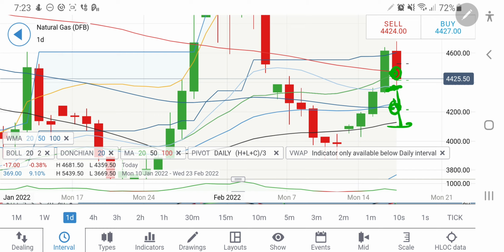Above 4380 and between 4460 levels we have to be cautious. Between 4380 and 4460, around 80 points, we have to be cautious.